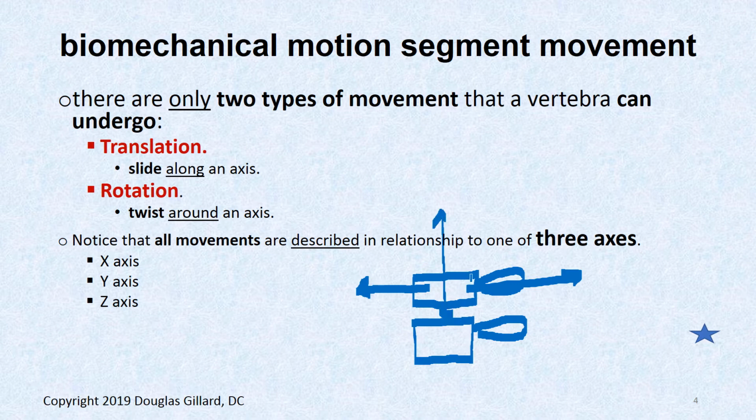All right? It's not rotation. The points on this vertebra are not spinning. All the points on this vertebra are moving in the same direction. So that's a translation, and we'll go through the different types.